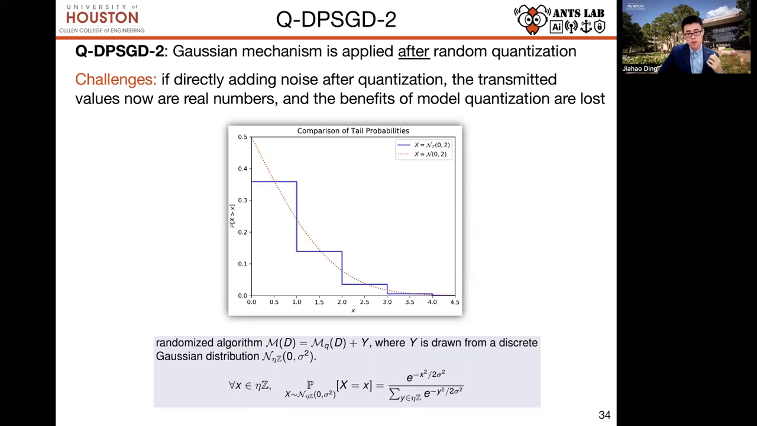So the question becomes whether this discrete Gaussian distribution still guarantees differential privacy or not. We have proved that even if we add noise from the discrete Gaussian distribution, we can still satisfy epsilon-delta differential privacy. This figure means that the sample values here are integers, and here we add this kind of noise to the model, the context value.